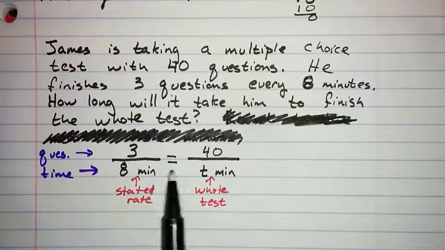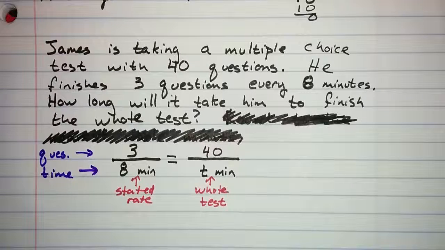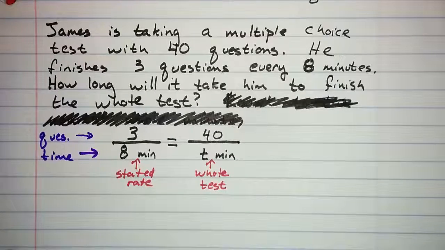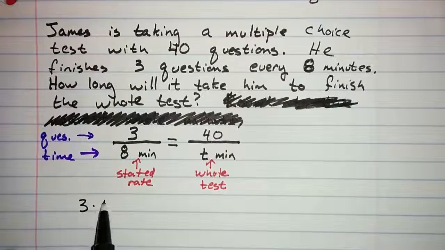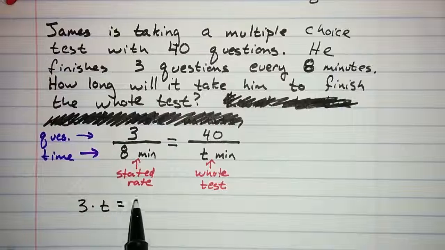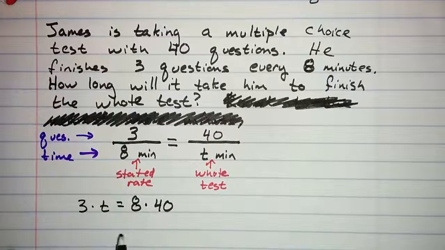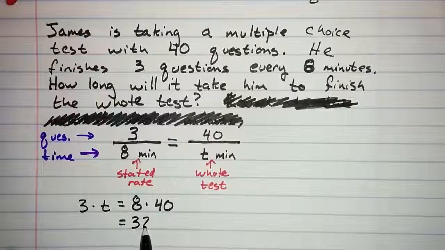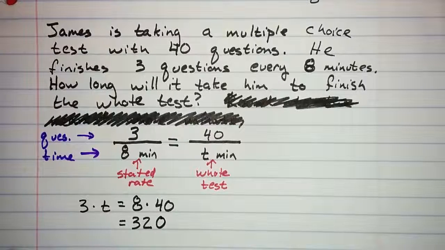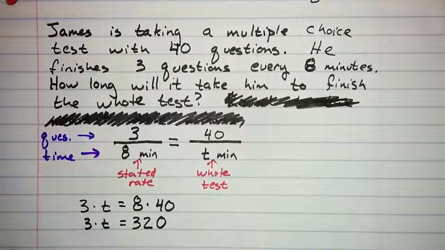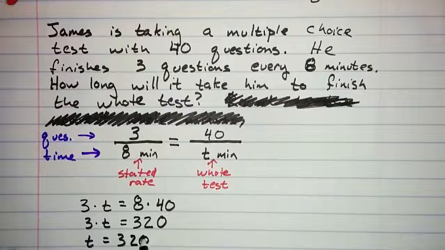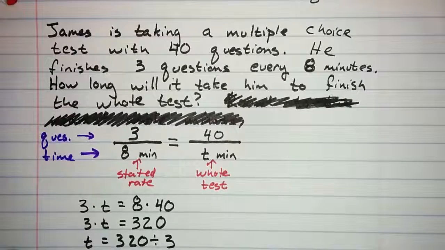Questions times minutes, minutes times questions. The units work out. Let's look at the cross products. 3 times T will equal 8 times 40. 8 times 4 is 32. So 8 times 40 is 320. So T is the missing thing in a multiplication problem. T is 320 divided by 3.